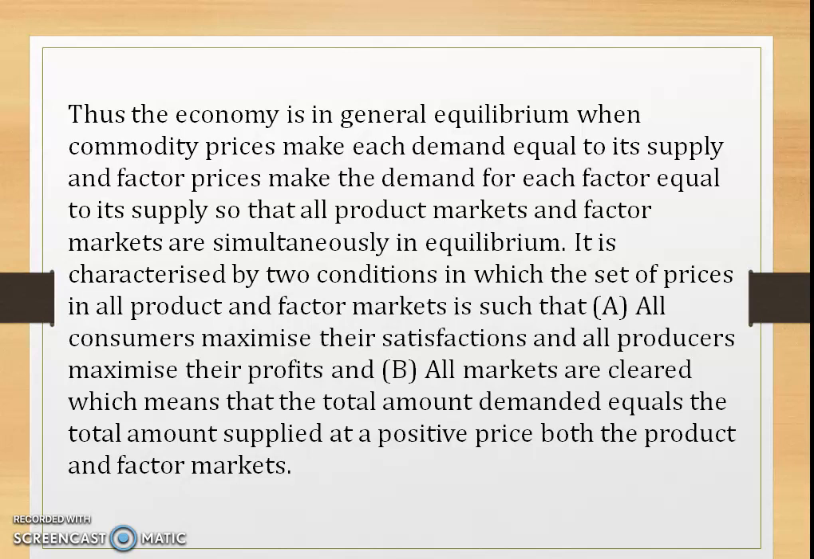So thus the economy is in general equilibrium when the commodity prices make each demand equal to the supply and factor prices make the demand for each factor equal to the supply, so that all product markets and factor markets are simultaneously in equilibrium. It is characterized by two conditions: A, the set of prices in all product and factor markets at which consumers maximize their satisfaction and producers maximize profits, and B, all markets are cleared, which means that the total amount demanded is equal to the total amount supplied at the positive price in both the product and factor markets.